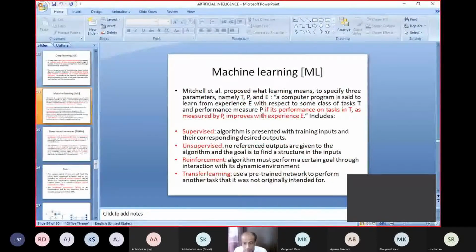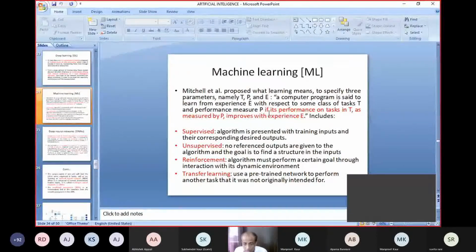In machine learning, it measures its performance on the task. Mitchell proposed the learning in terms of 3 parameters, namely T, P, and E. A computer program is said to learn from experience E with respect to some class of task T and performance measure P, if its performance on the task in T, as measured by P, improves with experience E. This is basically the definition of machine learning.